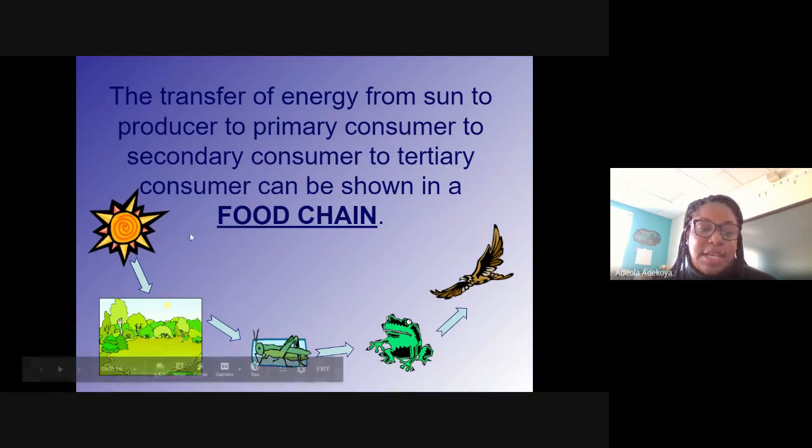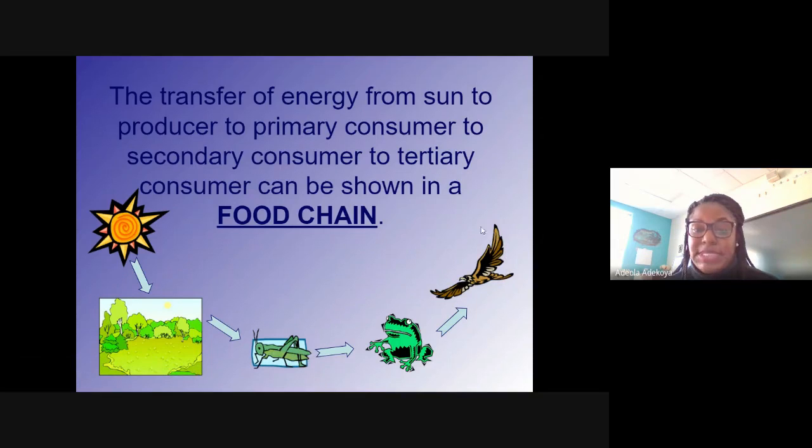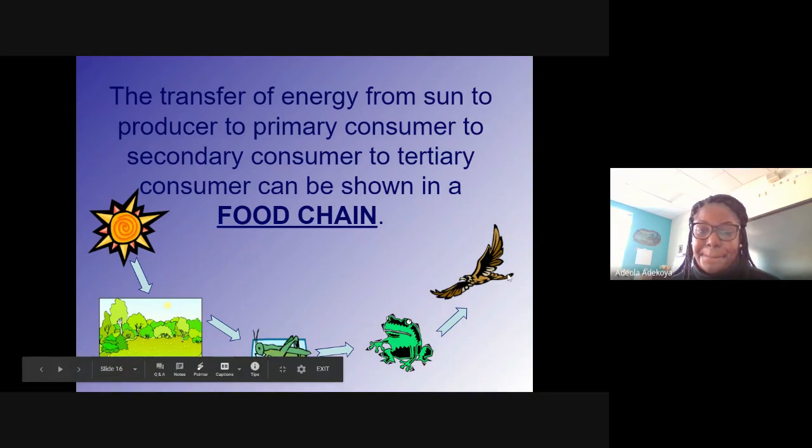Here is a quick model of a food chain, and we can see energy being transferred from the sun to the producers, from the producers to the primary consumer, from the primary consumer to the secondary consumer, and from the secondary consumer to the tertiary consumer.